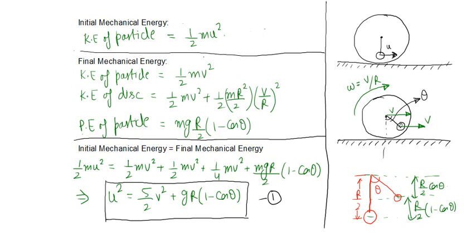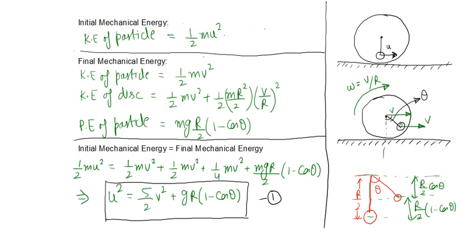So now I can apply this equation that initial mechanical energy will be equal to final mechanical energy. So I have initial mechanical energy and I have final mechanical energy also, which is the sum of these three terms. Okay, kinetic energy of particle, kinetic energy of disk, and potential energy of the particle. So if I apply this formula, I will get an equation, a relationship between u, v, and theta. Now u is given in the problem, so I have two variables v and theta, and this one equation. So this equation is u square equal to 5 by 2 v square plus gr into 1 minus cos theta.